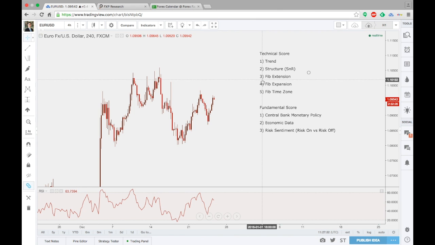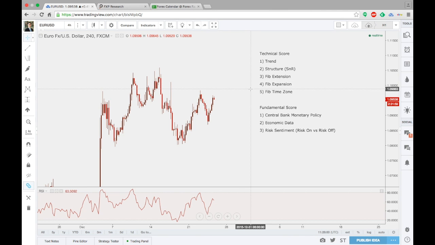The third one is the Fib extension, and the fourth is Fib expansion. There is a slight difference in this, which I will also go through in this video. This video covers the majority of the technical score, and the last one is the Fib time zone. If you're not very clear on the difference between Fib extension, expansion, or even time zone, don't worry, because we'll cover that fully and in depth in this video itself.